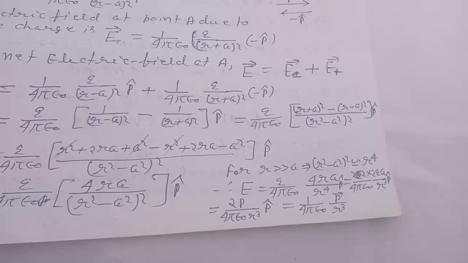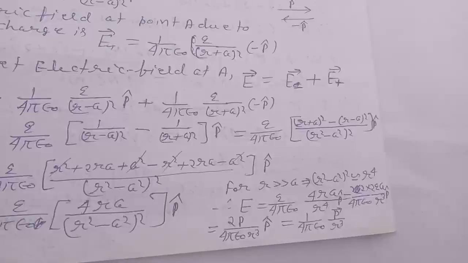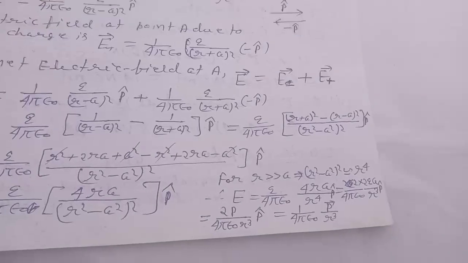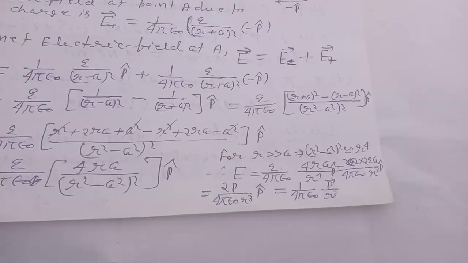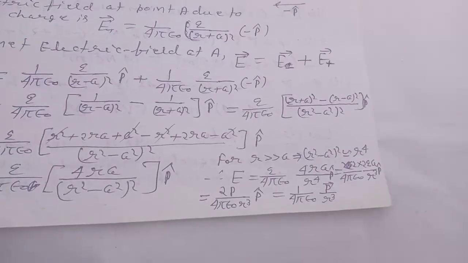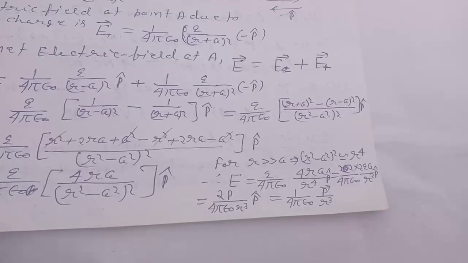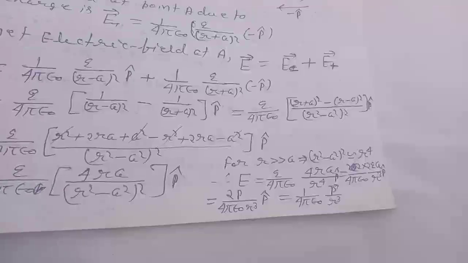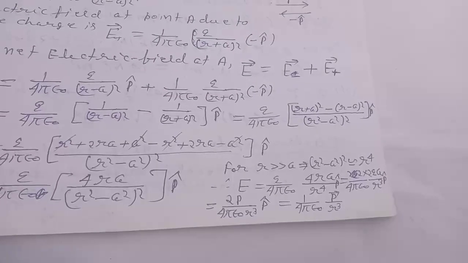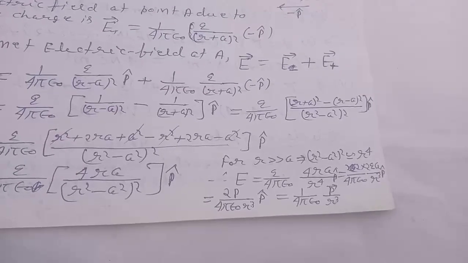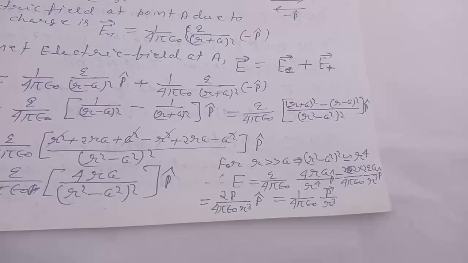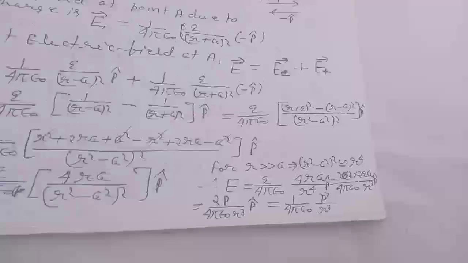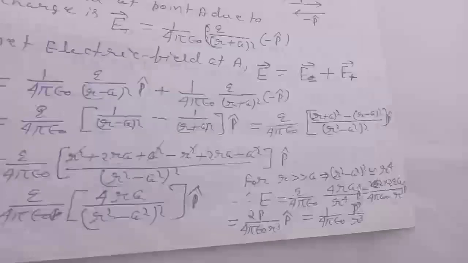For r very much greater than a, (r square minus a square) whole square is equal to r to the power 4. Hence E equals Q by 4 pi epsilon naught 4ra by r to the power 4, equals 2 into 2QA by 4 pi epsilon naught r cube, equals 2P by 4 pi epsilon naught r cube into P cap, or E equals 1 by 4 pi epsilon naught 2 P vector by r cube.